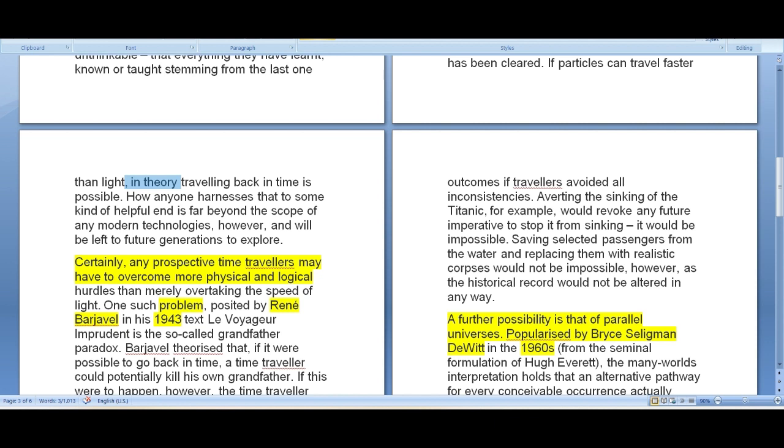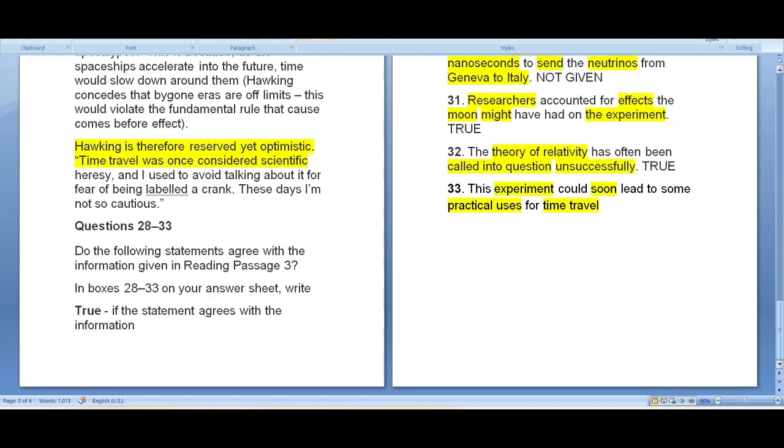So how anyone harnesses that to some kind of helpful end is far beyond the scope of any modern technologies, and will be left to future generations to explore. Is it soon coming? Definitely not. We have a clear answer here, guys. I suppose we do. What do you think? What would you choose here for number 33? True, according to what we've read and explained. True, false, or not given?